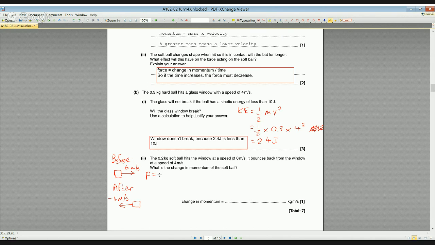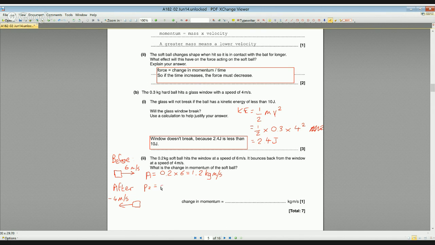P equals mass, which is 0.2, multiplied by velocity, which is 6. So before the collision, the momentum is 1.2, and the unit is kilograms meters per second. Now that's not our answer, that's just the momentum we had before. Let's call that P1, and P2 to work out our momentum after.